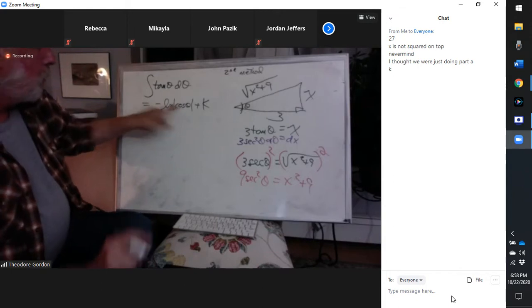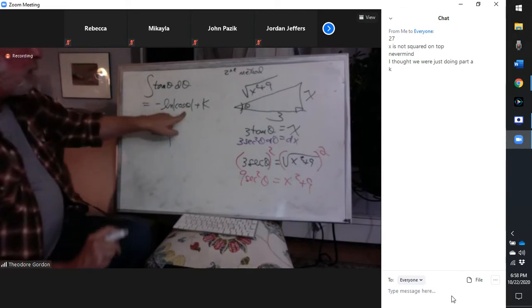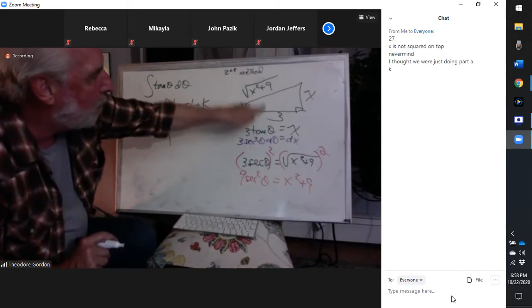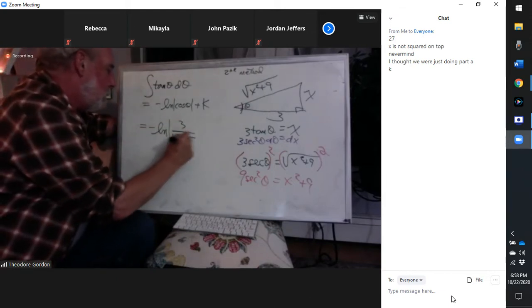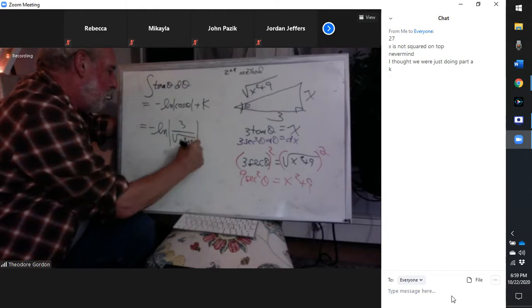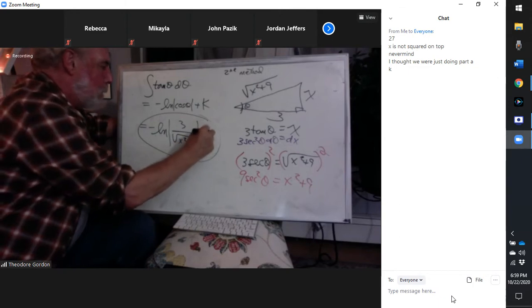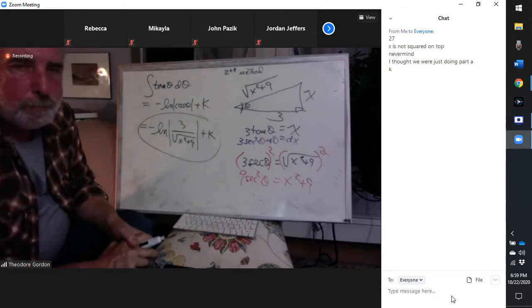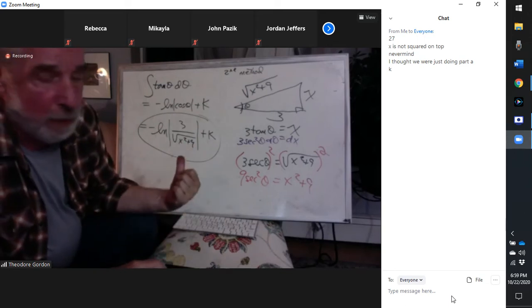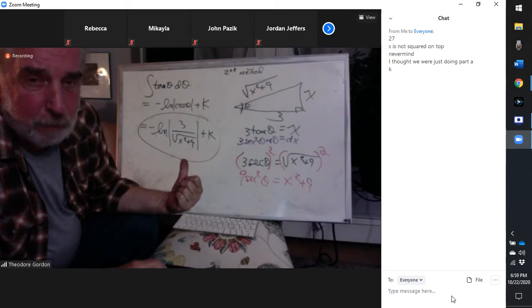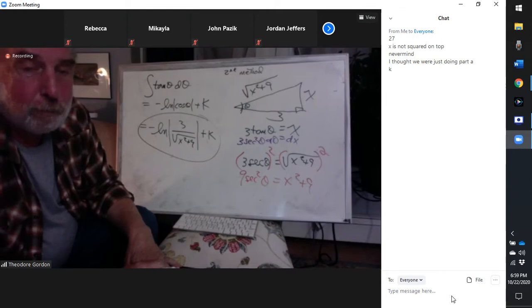So cosine theta, now we still have our triangle. So negative ln cosine is adjacent over hypotenuse. So we get 3 over the square root of x squared plus 9 plus c. Oh, sorry, plus k, not that it matters. And there we go. Well, that's one form of the answer. The problem we did just a minute ago by u substitution is an equivalent answer to that, but looks very different.